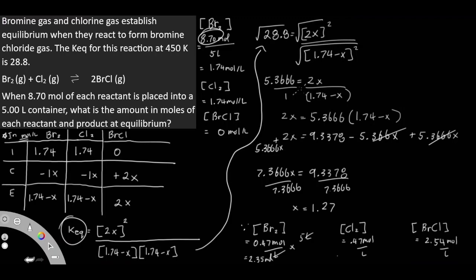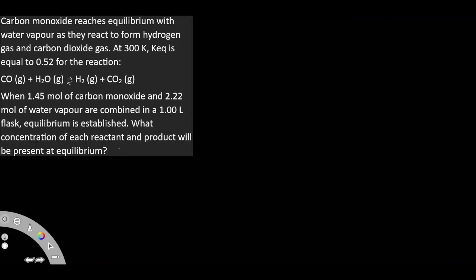That's the answer, 2.35 moles, okay? For Cl2, it'll be the same deal, 2.35 moles. And for our BrCl, again, multiply by 5 liters as well, you end up getting 12.7. These are your answers. Very similar to the last question, but this time it's asking for concentration as opposed to just the moles.